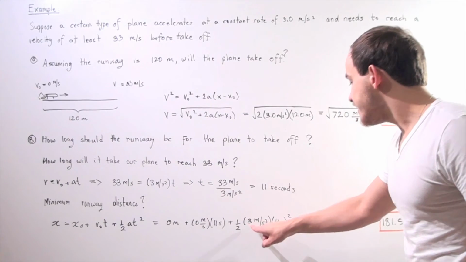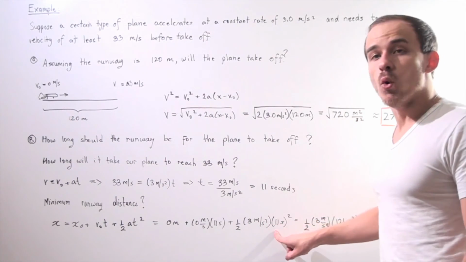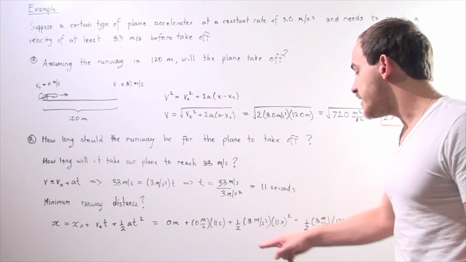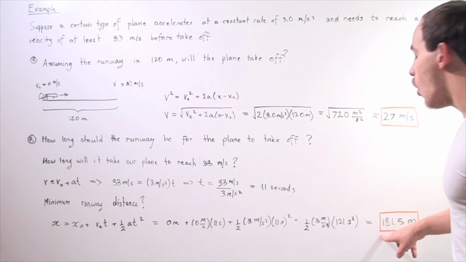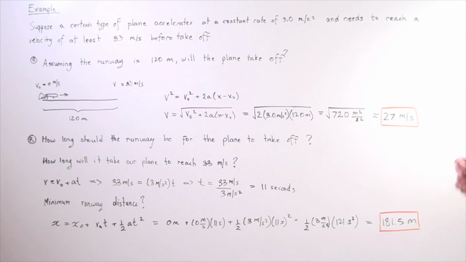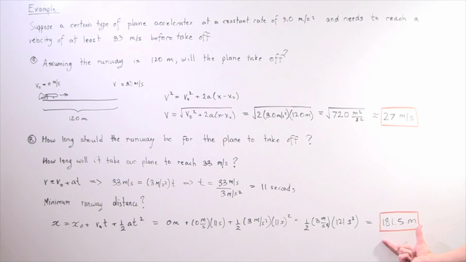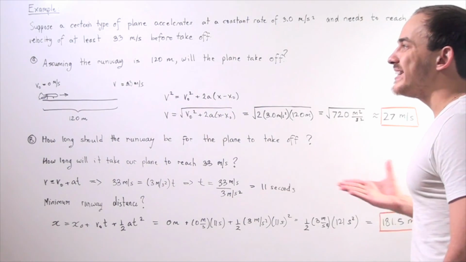So we get 3 times 11 squared. So this is 121 times 3. That's 363 divided by 2. That's 181.5 meters. Notice the seconds squared cancel. We're left with meters. And this is our final runway distance.